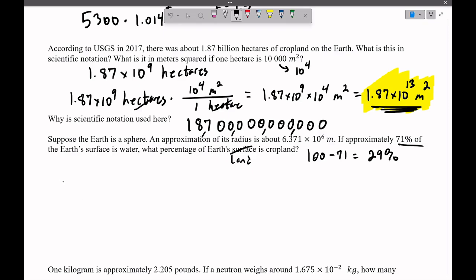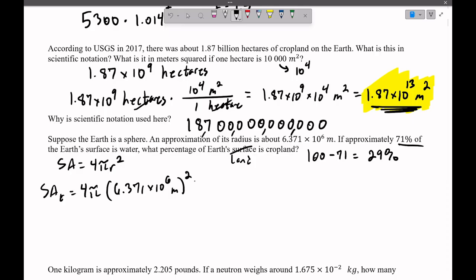Okay. The surface area formula is 4 pi r squared for a sphere. So the surface area of Earth is 4 pi times the radius, 6.371 times 10 to the 6 meters, and that is being squared. Now here we can see that we have a multiplication on the inside of a power. So we can actually distribute this power by rules of exponents. That's going to give us 4 pi times 6.371 squared times 10 to the 6 squared.